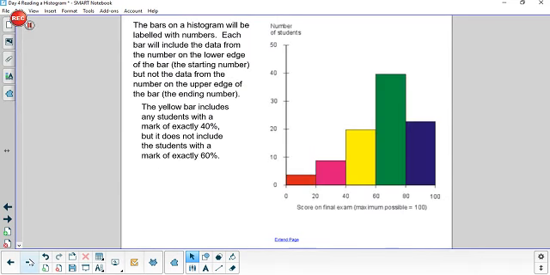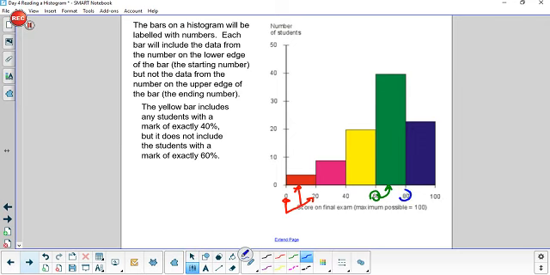The bars on a histogram will be labeled with numbers. Each bar will include the data from the number on the lower edge of the bar. So for example, in this red one, 0 is included in there, but not the data from the number on the upper end. So basically, whatever it is that we are comparing here, 20 is not included in the red. 19.99999 would be included in the red, but as soon as you hit 20, 20 is now included in the next bar. So 60 is included in the green.